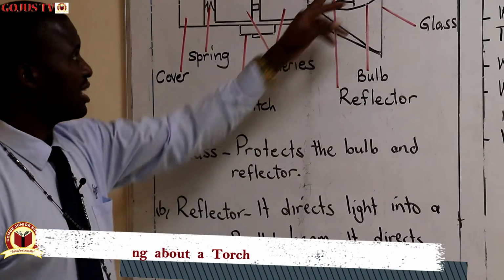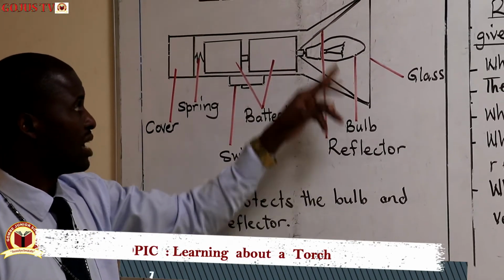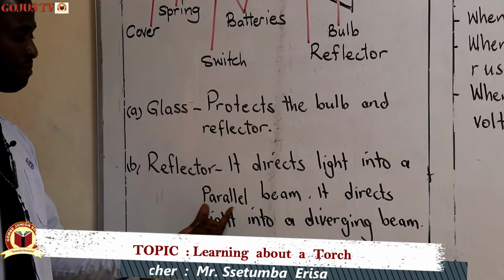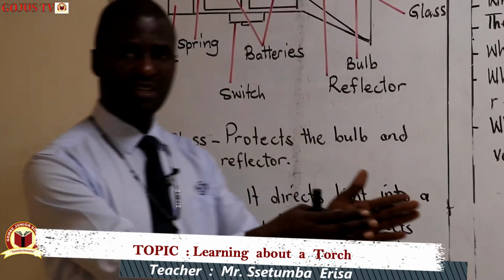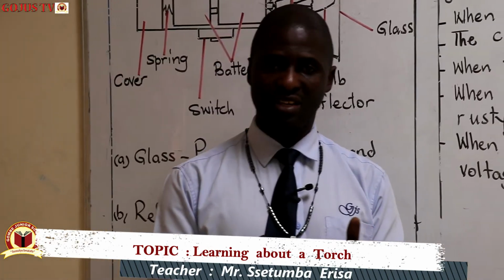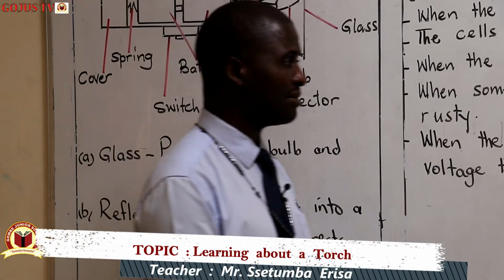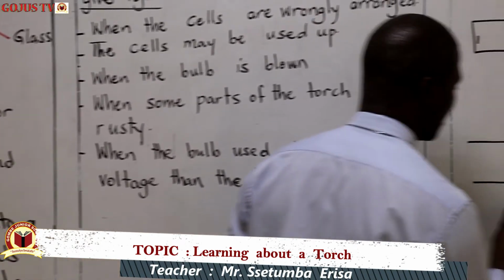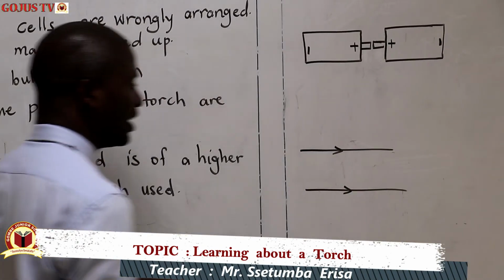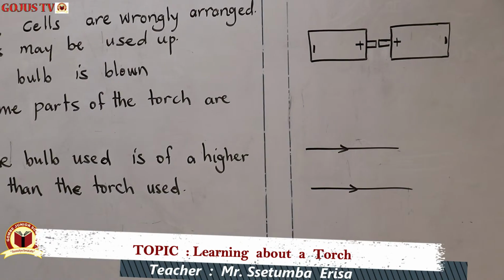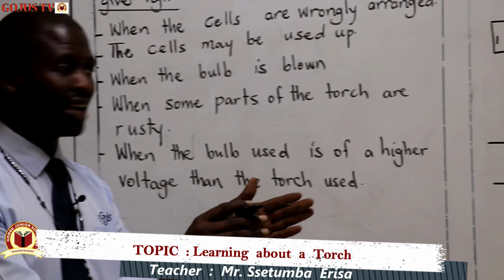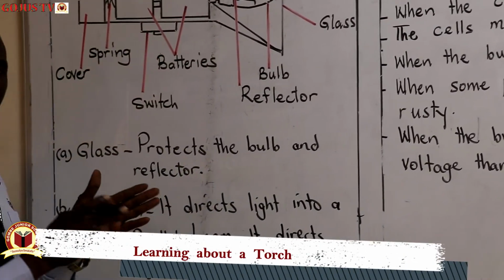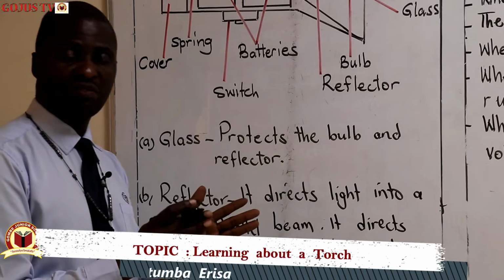The reflector is the inside shiny part. The reflector directs light into a parallel beam. Parallel. In mathematics you have learnt of parallel lines. Lines that move in the same direction and will never meet. In most cases, parallel lines are indicated with such arrows. So they move in the same direction and cannot meet at one point. So a reflector directs light into a parallel beam. A beam is a collection of light rays.